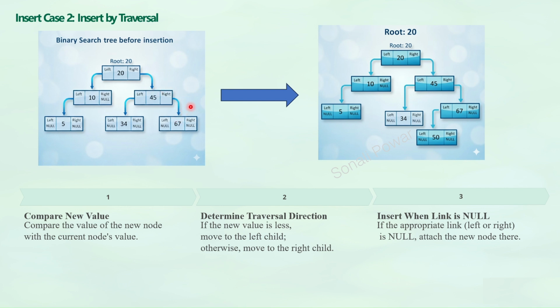50 will be compared with 67. Now it is smaller than 67, so I will try to move towards the left side, but there is no element to the left. It means it is null. So this is the proper place where I have to add the value 50 into the tree.